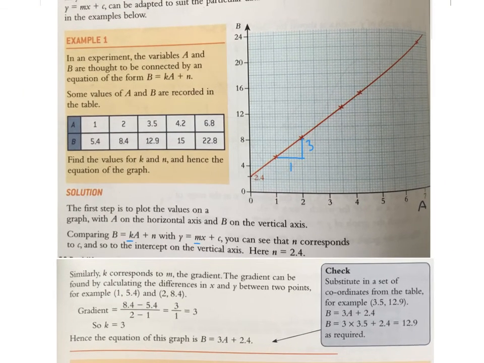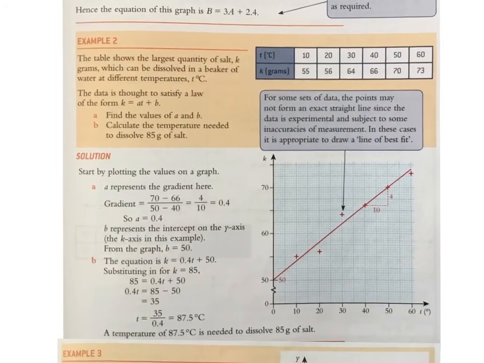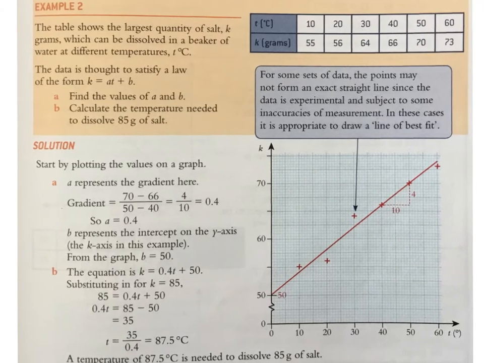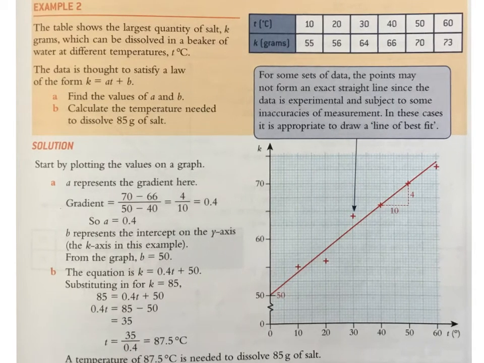So there's example 1. On to example 2 then. The table shows the largest quantity of salt, K grams, which can be dissolved in a beaker of water at temperatures T degrees Celsius. So here is your K, your grams of salt, and here's T, the temperature.